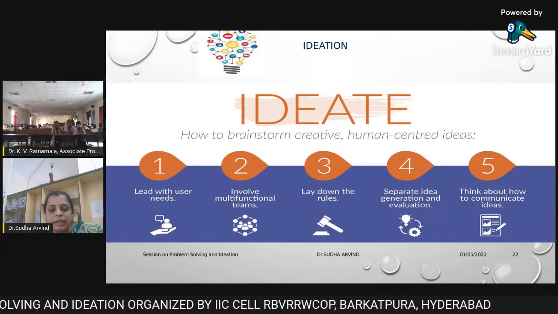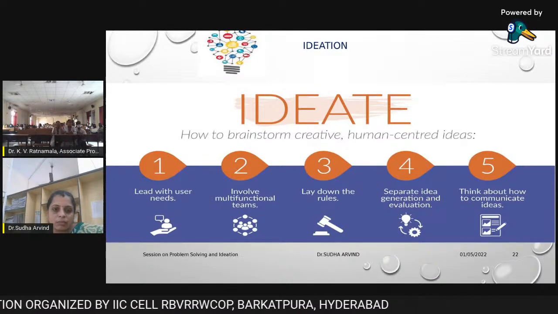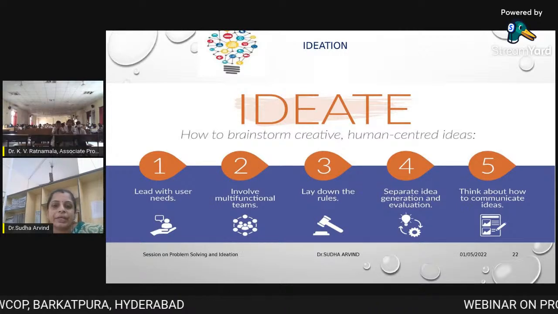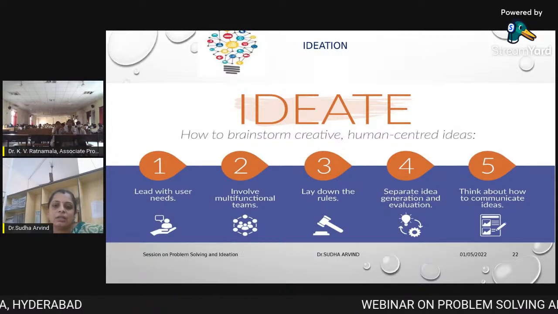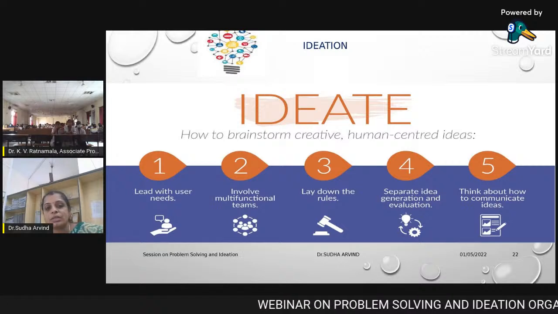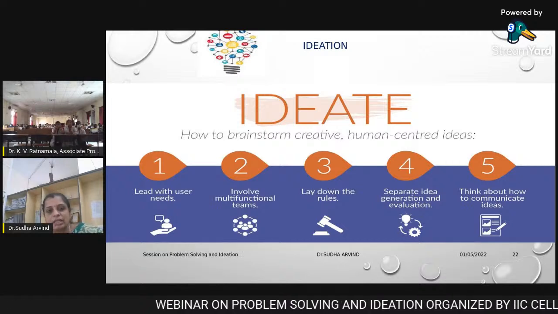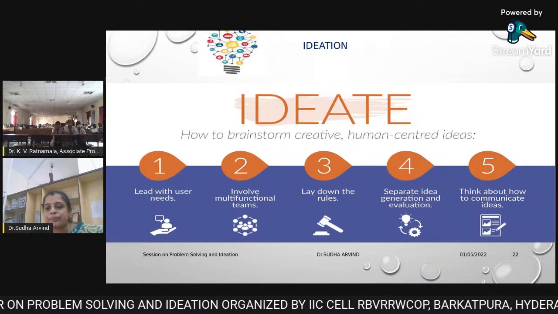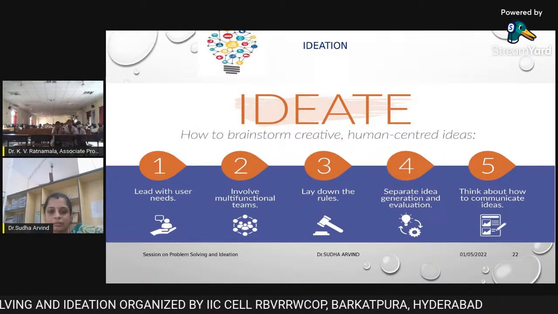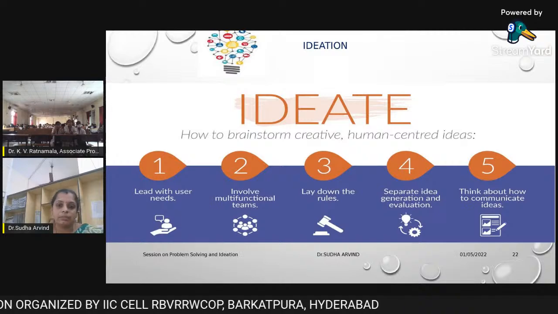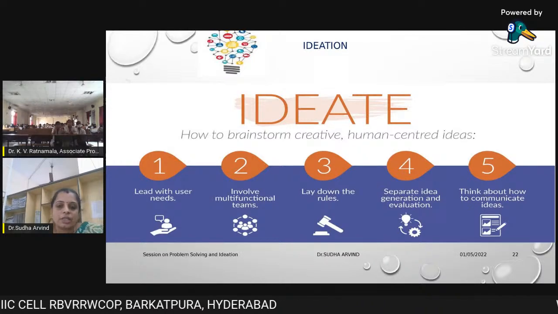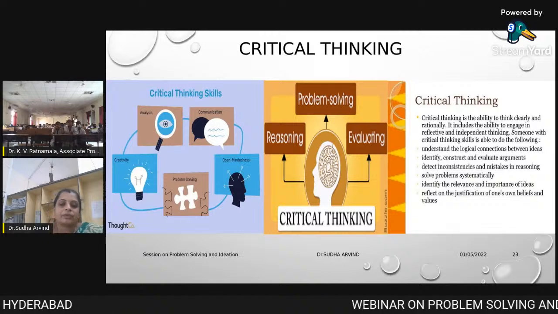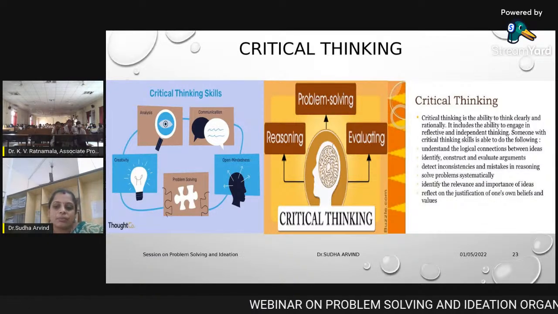You can involve multifunctional teams, lay down the rules, separate idea generation and evaluation, and think about how to communicate ideas. These are the various steps of the ideation process. You can communicate with others about what could be a better idea, because if the decision is taken only by you, you may not be able to justify it properly. So that is about the ideation process.